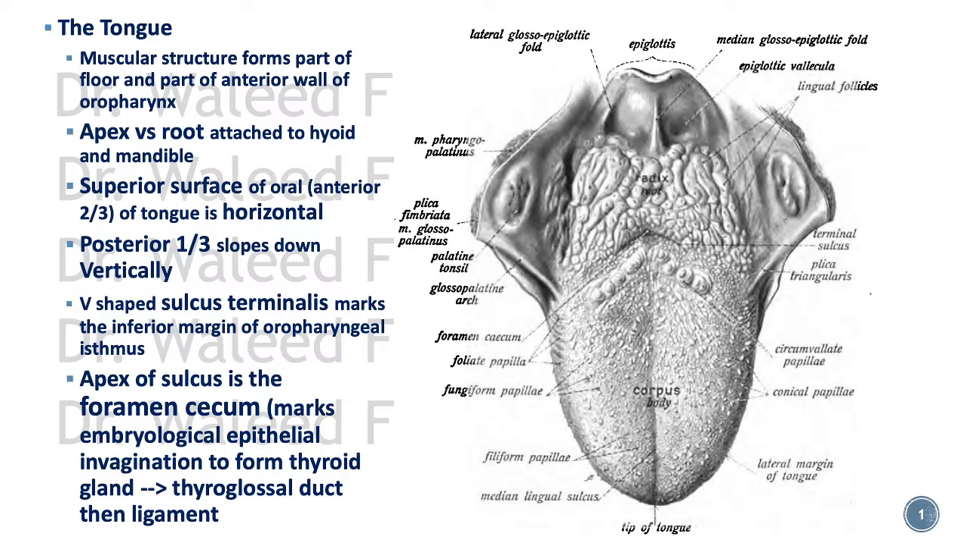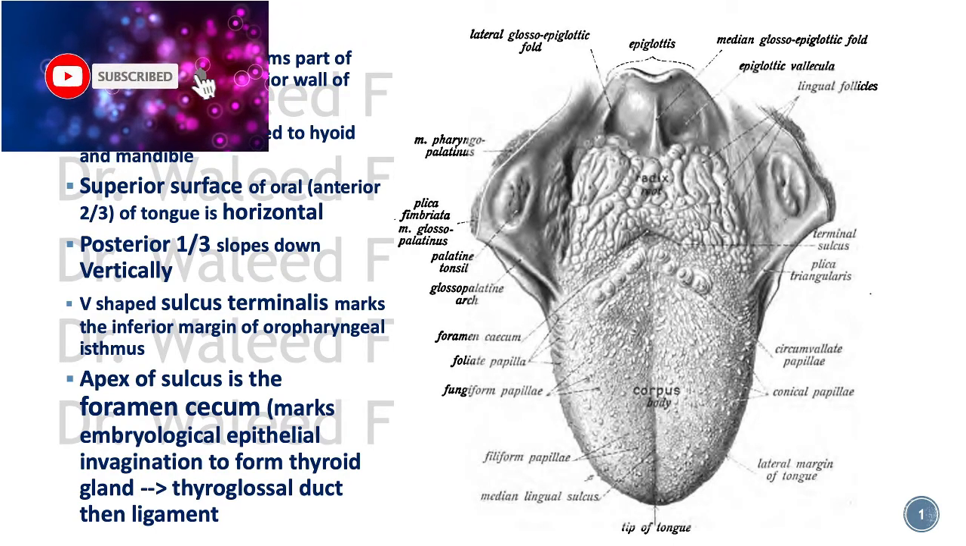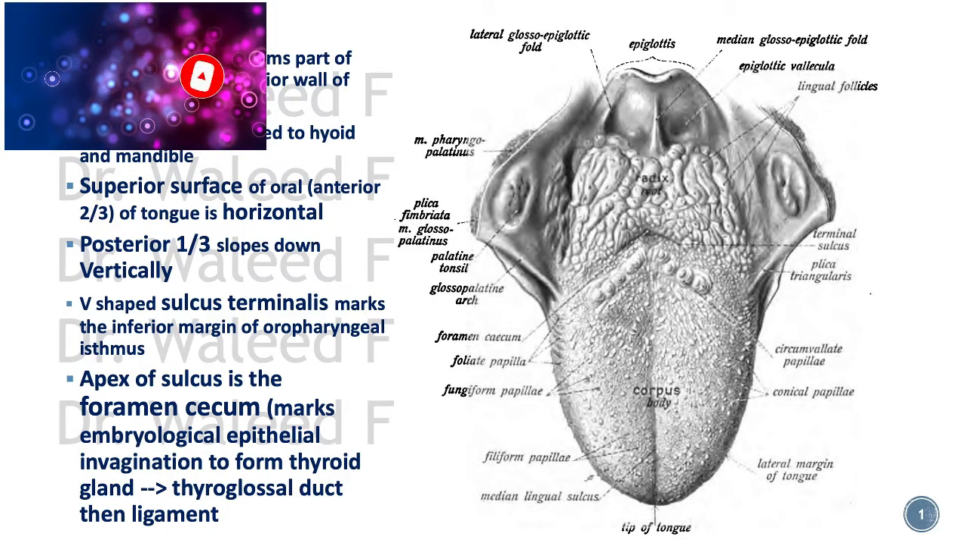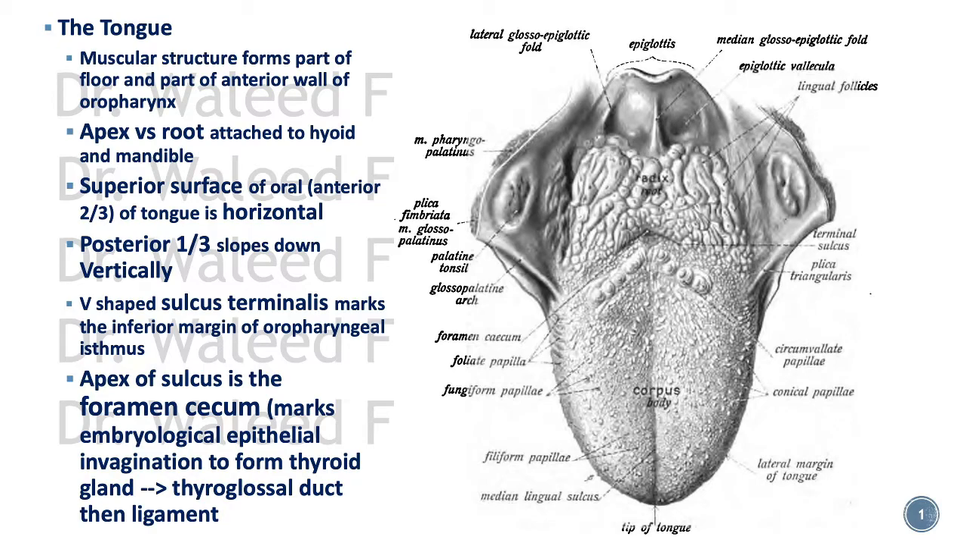Last time we studied the roof and the walls and part of the floor of the oral cavity. Today we will finish this. Of course, a major part of the floor is the tongue. It's a muscular organ, freely mobile, and rests on the floor of the oral cavity.